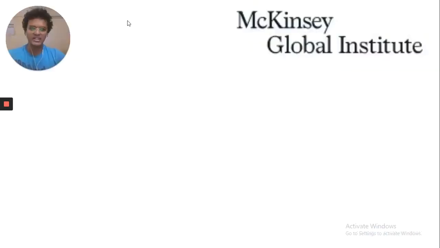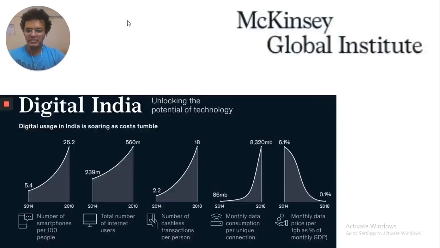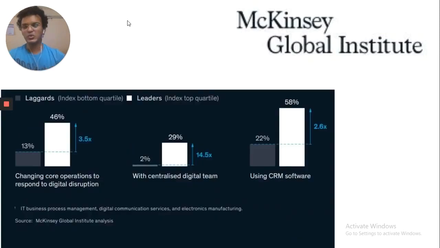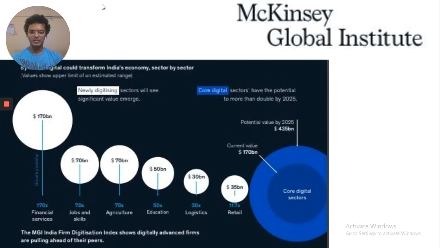Another report that I've studied is of the McKinsey Global Institute. This image shows the growth graph from 2014 to 2018 on various subjects like the number of smartphone users, the number of internet users, the number of cashless transactions, monthly data consumption. This image shows the growth graph between the laggards and the leaders of various sectors, like changing the core operations, centralization of digital team, using of the customer relationship management software.